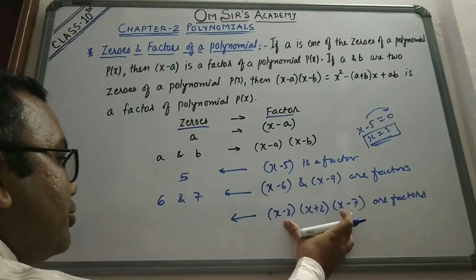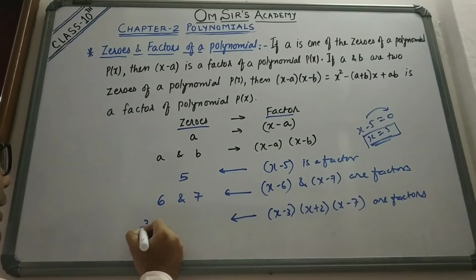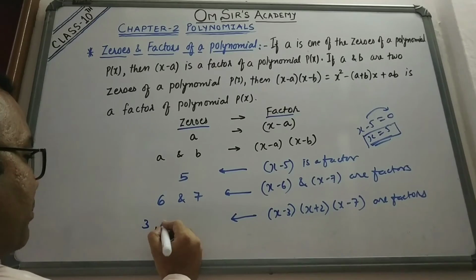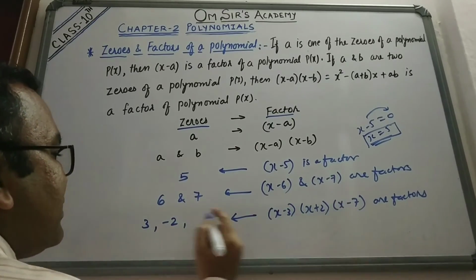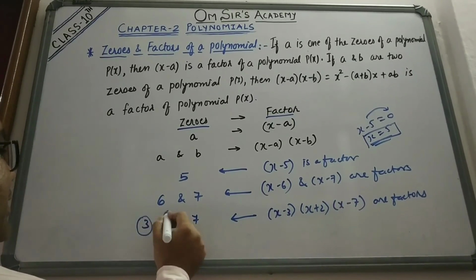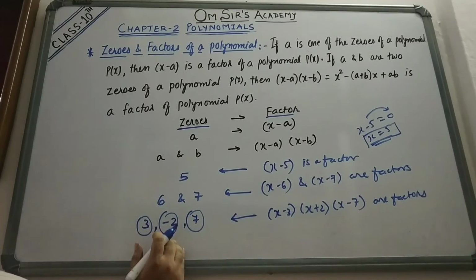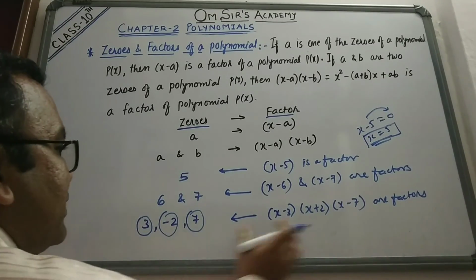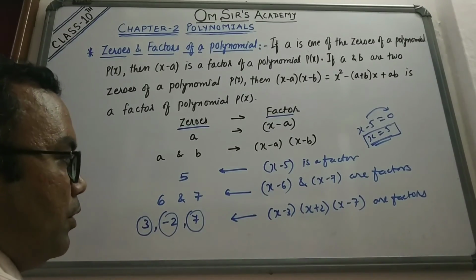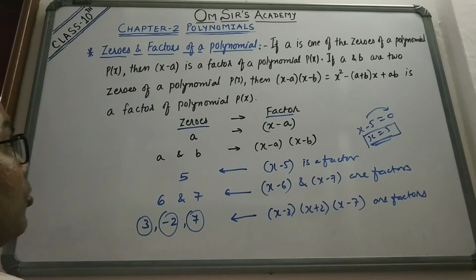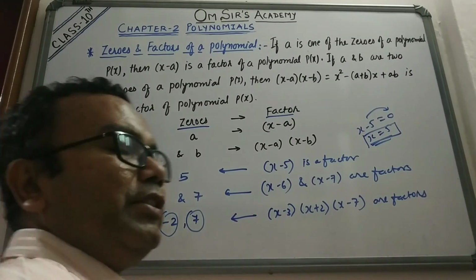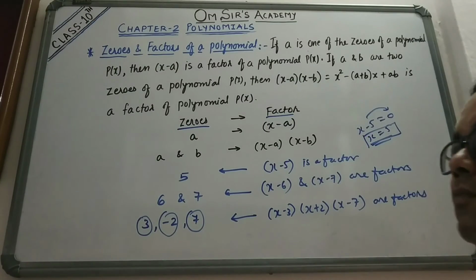So which will be the zeros of this? Minus 3 becomes 3, plus 2 becomes minus 2 and minus 7 becomes 7. So the 3 zeros are what? 3, minus 2 and 7. These will be the zeros of these factors. Is it clear friends? So hope this topic is clear. So with this we end this topic.